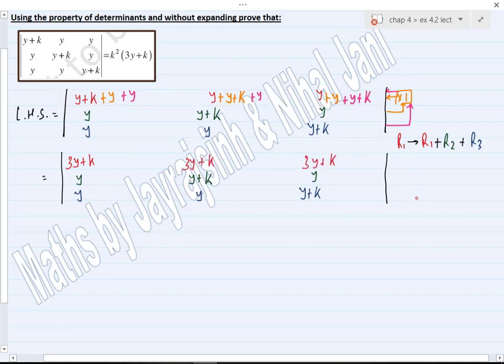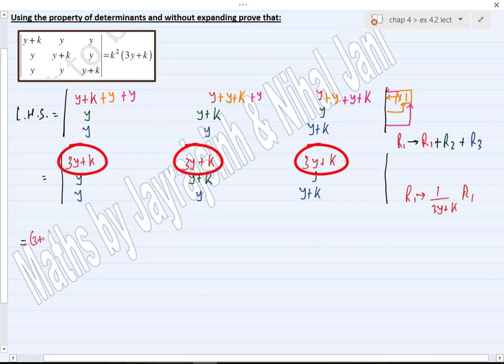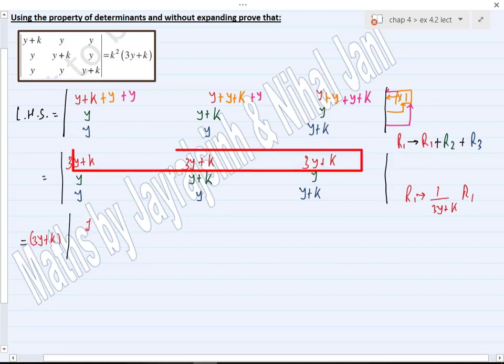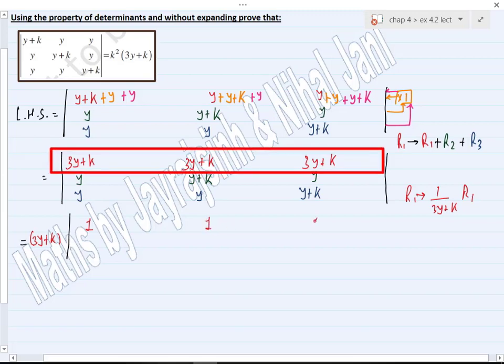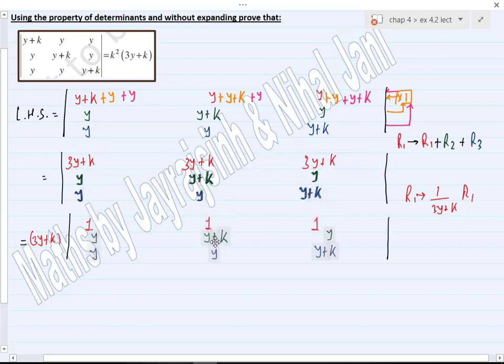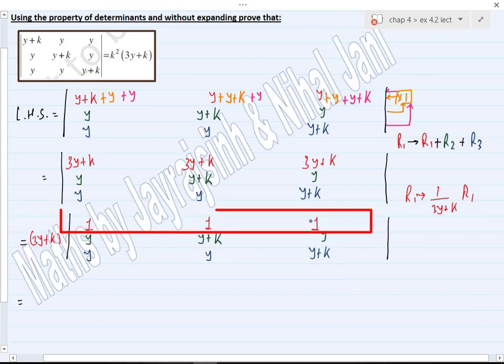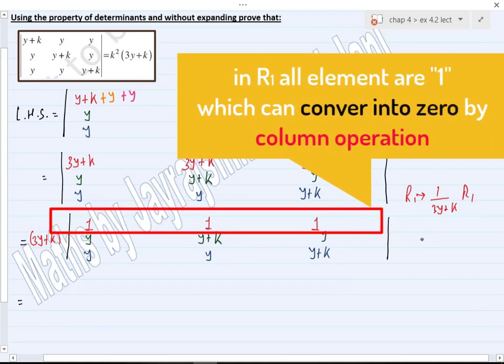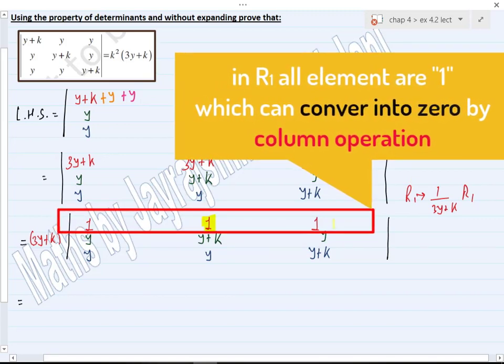Okay, so we can take common from the first row 3y plus k. We have to multiply 3y plus k with the determinant. So your first row will be 1, 1 and 1. Second and third row will be as it is. Again, we have 1 in the first row, which we can easily convert into 0. So let's use the first column to get 0 at A12.